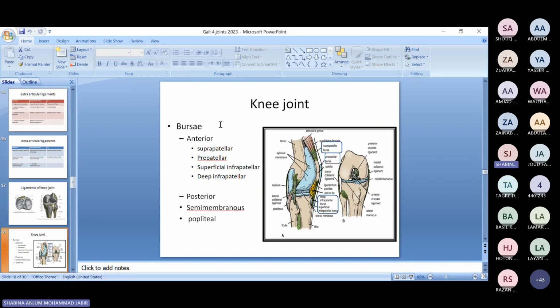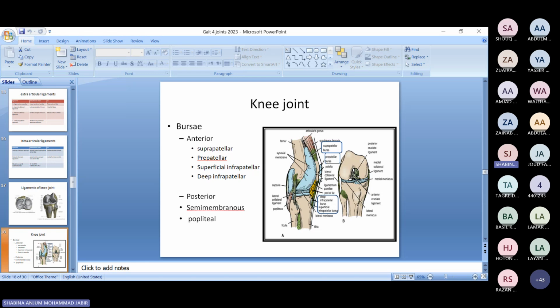Now, bursa. This is something many students ask about: what does bursa mean, what is bursa? Bursa means hidden, something which is hidden inside. It is a specific fluid-filled sac which is there around the patella to provide smooth movement. It will avoid the friction of the patella, because you know the patella is a bone on the lower part of the femur.